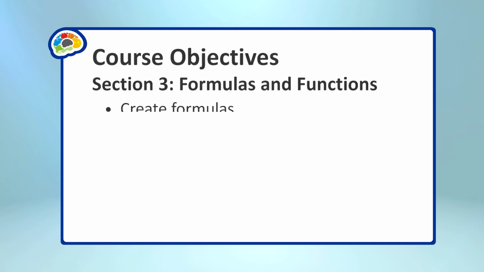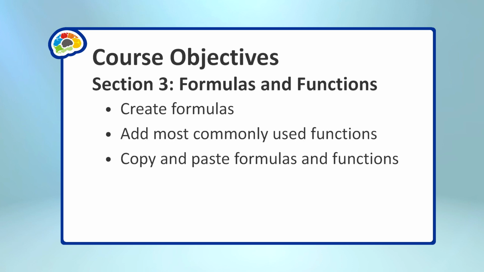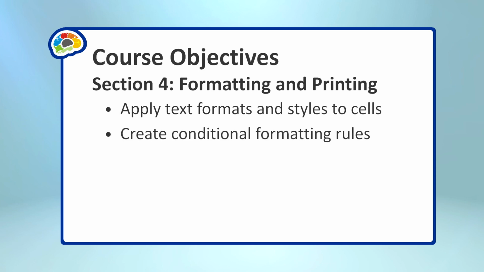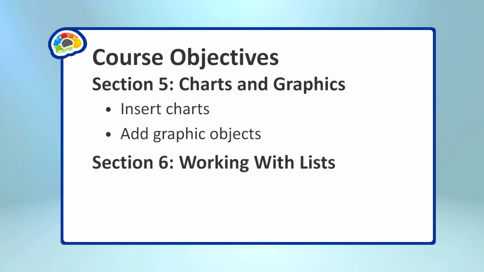From there, we'll create formulas, add the most commonly used functions, and copy and paste formulas and functions. Then, we'll apply text formats and styles to cells. We'll also look at creating conditional formatting rules and printing your workbook. Next, we'll insert several types of charts and also add graphic objects. In our last section, we'll sort and filter lists of data.